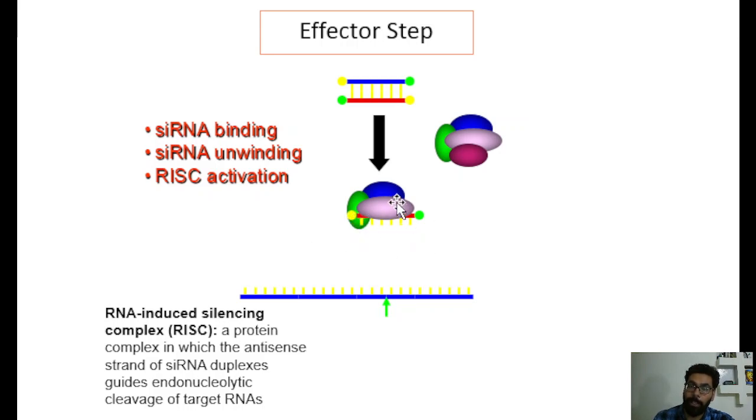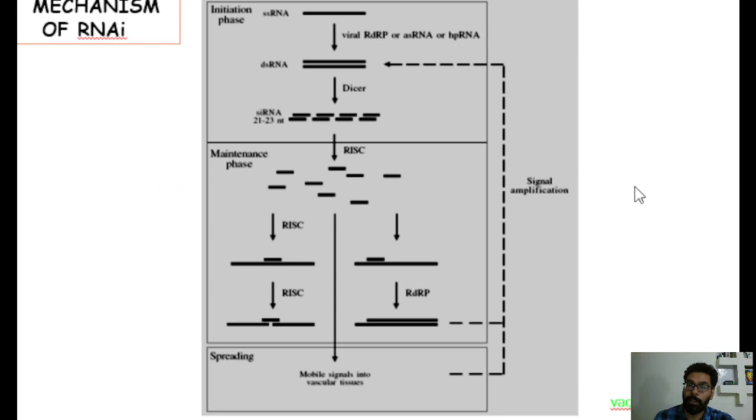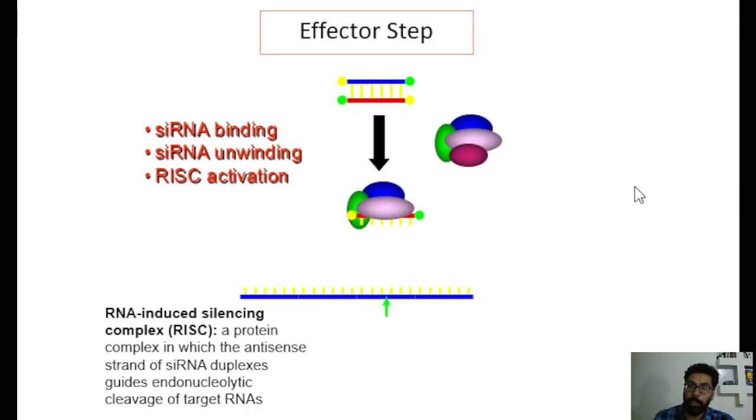This antisense strand will then scan for the target mRNA, where complementary binding will happen, and the RISC complex will degrade that mRNA. Okay, these are the effector steps, where the actual silencing is happening through the RISC complex.